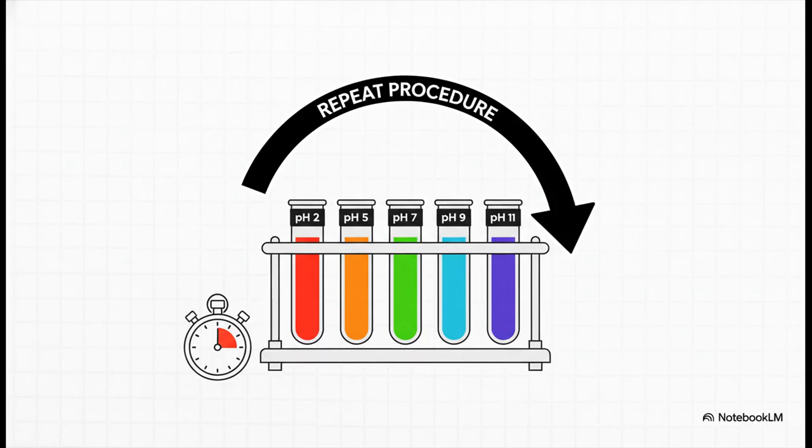But, you know, in science, one test is never enough. To really see how pH affects things, you have to repeat the whole entire process again and again, but with different pH buffers each time. So you might test pH 2, then pH 5, pH 7, and so on.